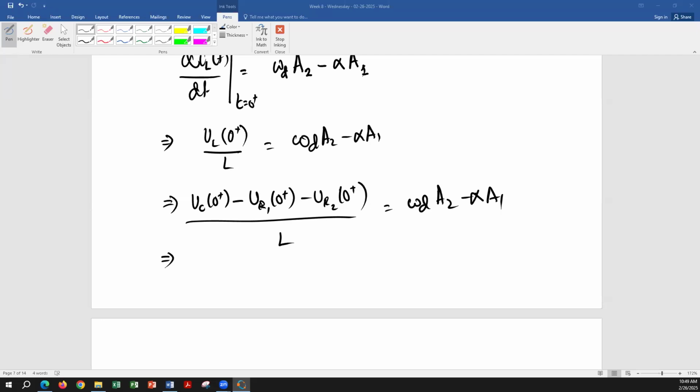Okay, so you're applying Ohm's law. Yes, we're applying Ohm's law basically. If you're having a hard time applying Ohm's law, you are in trouble. Remember that. So VC 0 positive minus IL 0 positive times R1 minus IL 0 positive times R2.